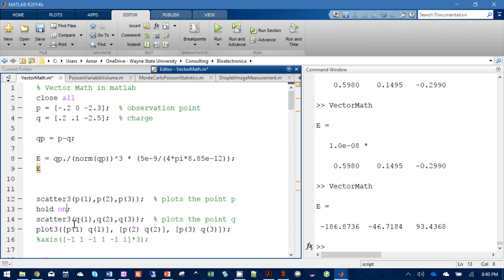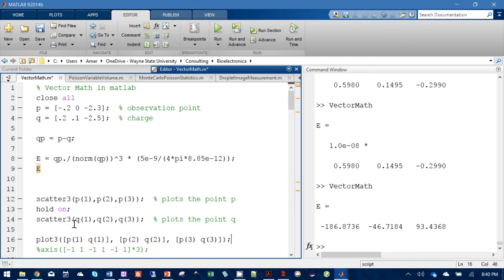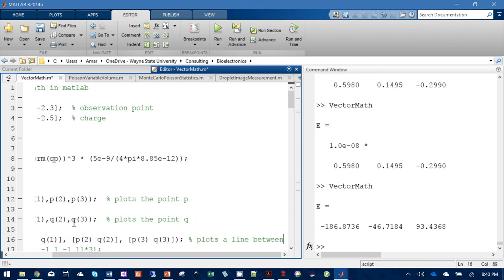The next command is hold on. Do you know what hold on means? It keeps the graph, right. Otherwise, next time you do a plot command, it'll delete the previous graph and create a new graph. If you want to plot more than a single point on the same graph, then you have to put this hold on command. Scatter3. So this is plotting the point Q. The next command here plots a line between P and Q.